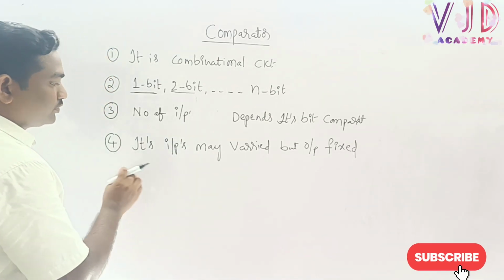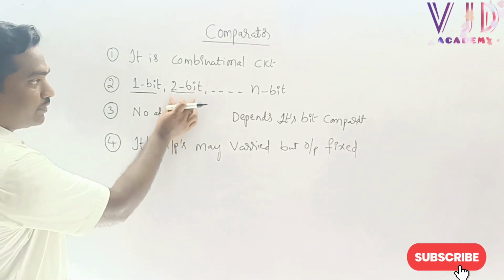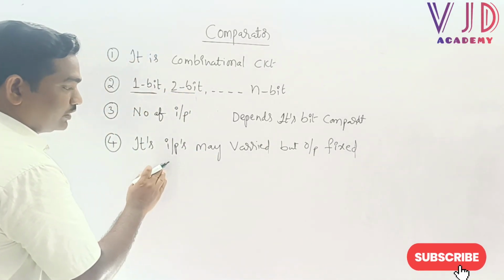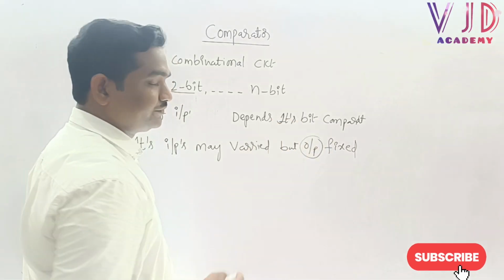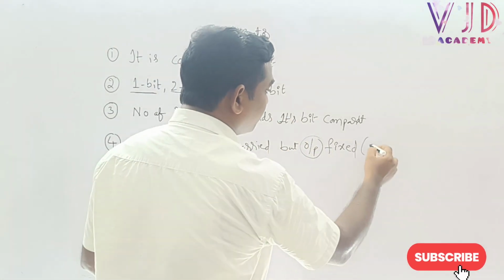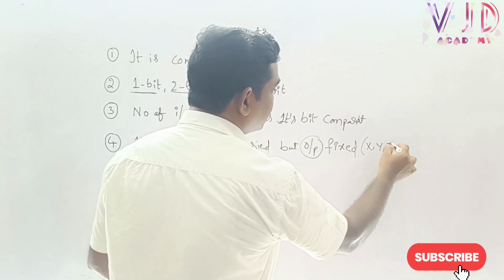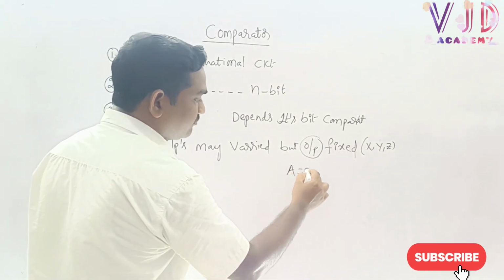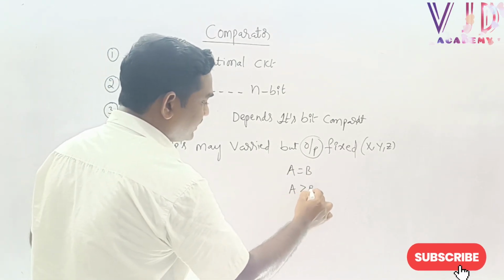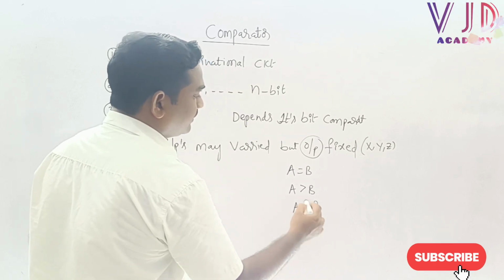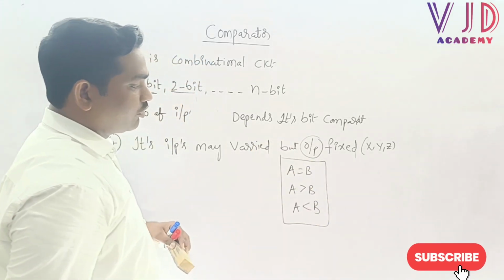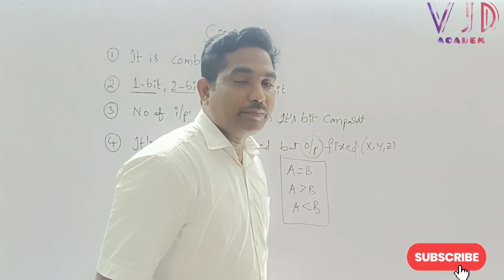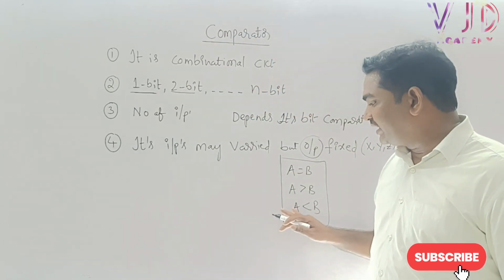And coming to the fourth point, its inputs may be varied based upon the bit comparator which we are using, but its output is always fixed. It has 3 types of outputs. We can say X, Y, Z, or we can say there are 3 types of comparisons: A equal to B, A greater than B, and A less than B. These 3 outputs are fixed always. Whatever type of bit comparator we are using, we get only 3 types of outputs.